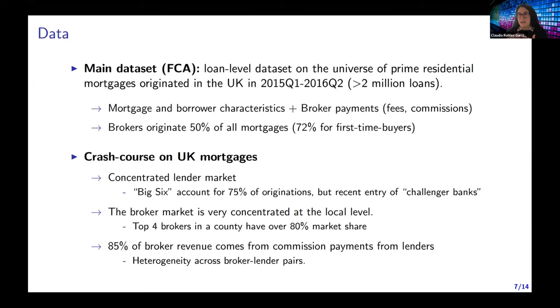Now, how much they get paid by the banks varies a lot. The same bank can pay a lot to one broker and very little to another broker. And the same broker could get a lot from one bank and nothing from another bank. So there's going to be a lot of heterogeneity in how much they get paid by the banks.